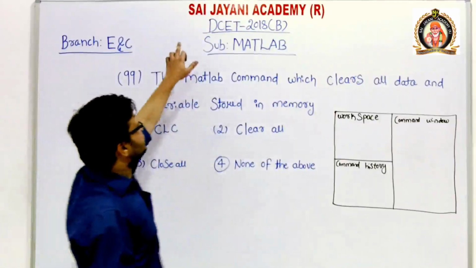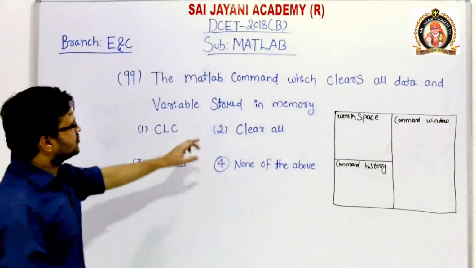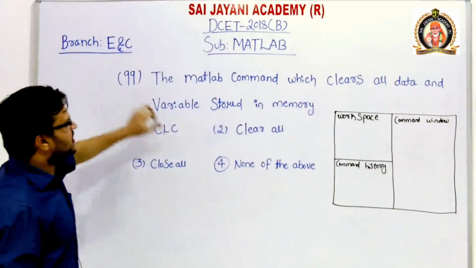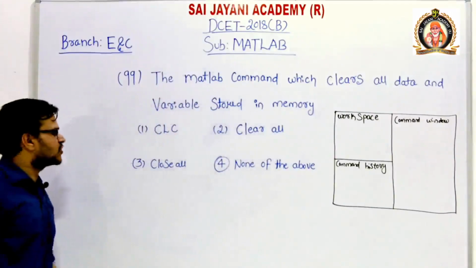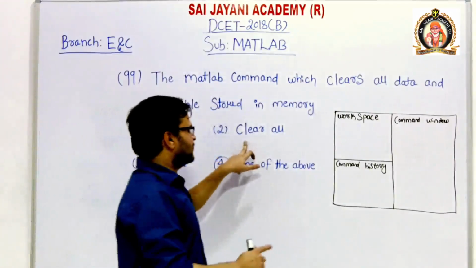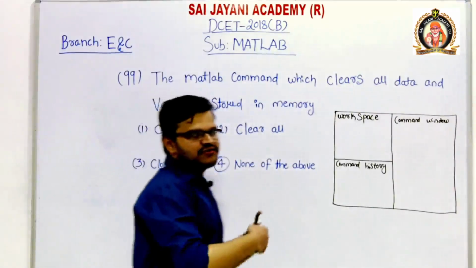For the same DCT 2018 B series, now we are going to solve questions on subject code MATLAB. The question number 99: the MATLAB command which clears all data and variables stored in the memory. The options are given below. The first one is CLC, the second one is clear all, the third one is close all, and the fourth one is none of the above.